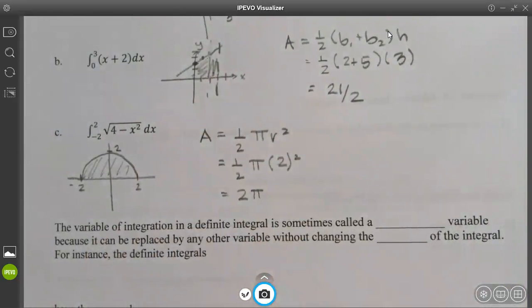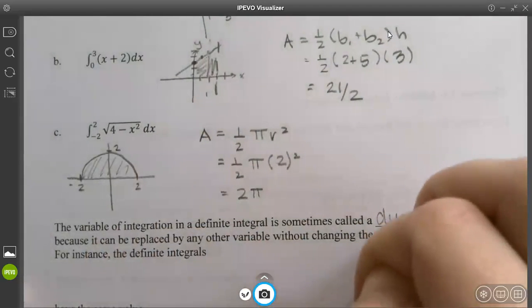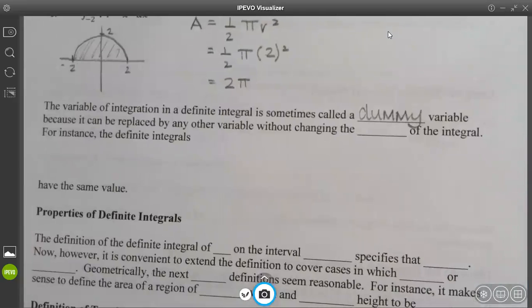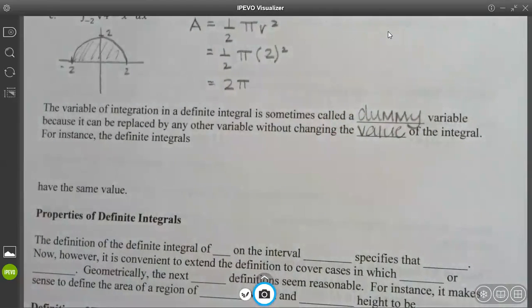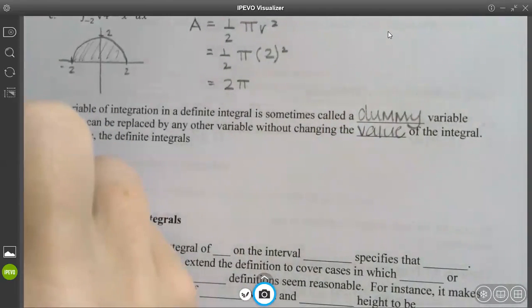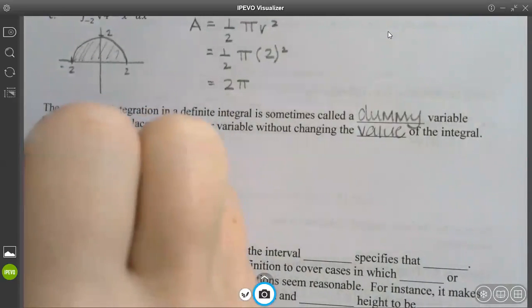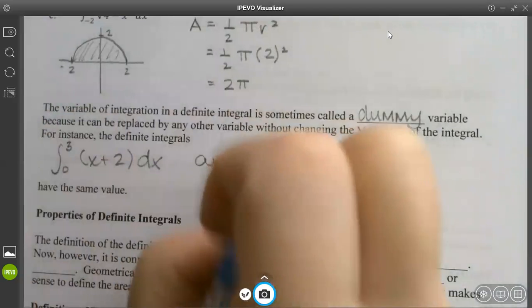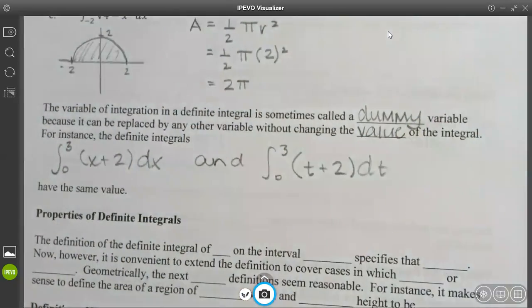So the variable of integration in a definite integral is sometimes called a dummy variable. It can be replaced by any other variable without changing the value of the integral. For instance, the definite integral from 0 to 3 of x plus 2 dx and the integral from 0 to 3 of t plus 2 dt are the same. So it doesn't matter what variable you use, it's all the same.